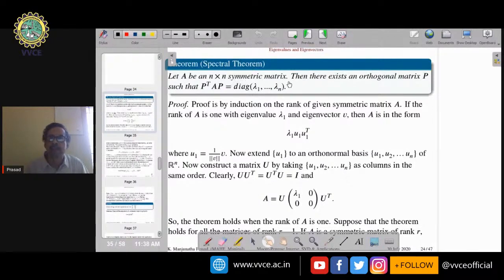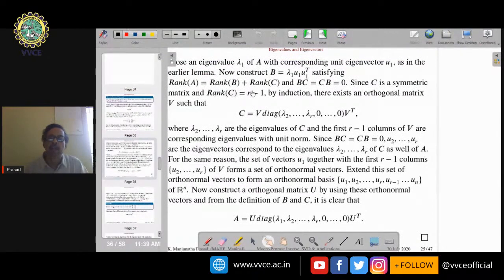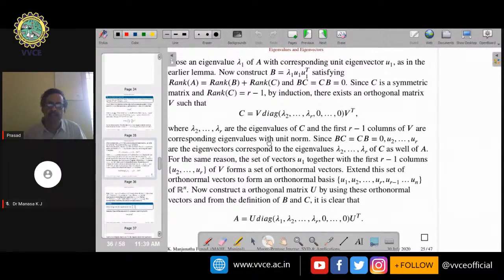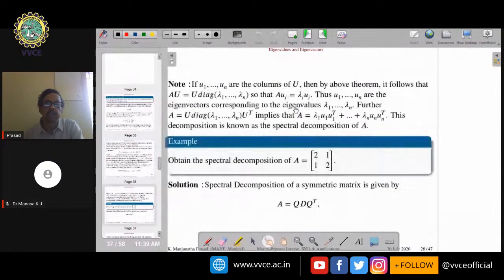Okay. A is an n by n symmetric matrix. Then there exists an orthogonal matrix P such that P transpose A P is this diagonal matrix, or A is equal to P into diagonal matrix into P transpose. So as I mentioned earlier, it is by induction. If A is of rank 1, then as I mentioned earlier, it is easily observed. Otherwise, you construct B and C as I mentioned earlier, and you get C in the form of V into diagonal lambda 2 to lambda r into V transpose. And then you have this A by adjusting this V with the U1. So you get spectral decomposition for this A.